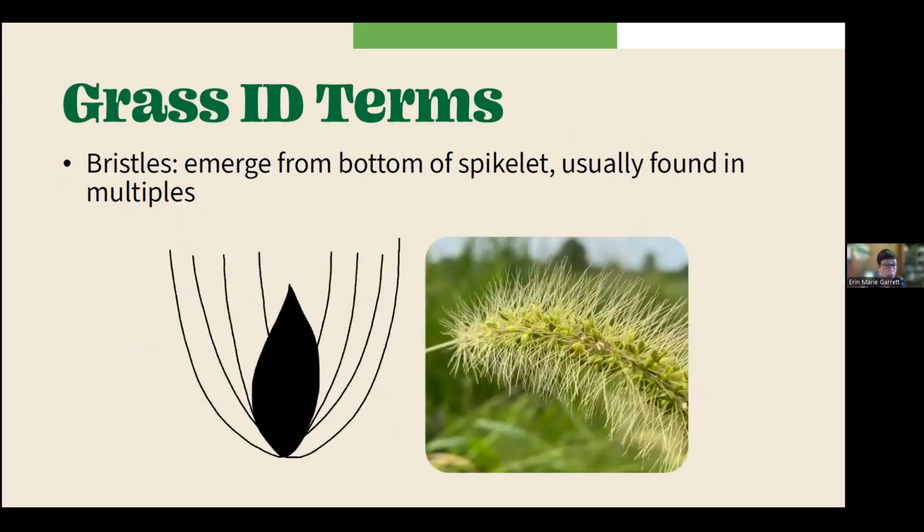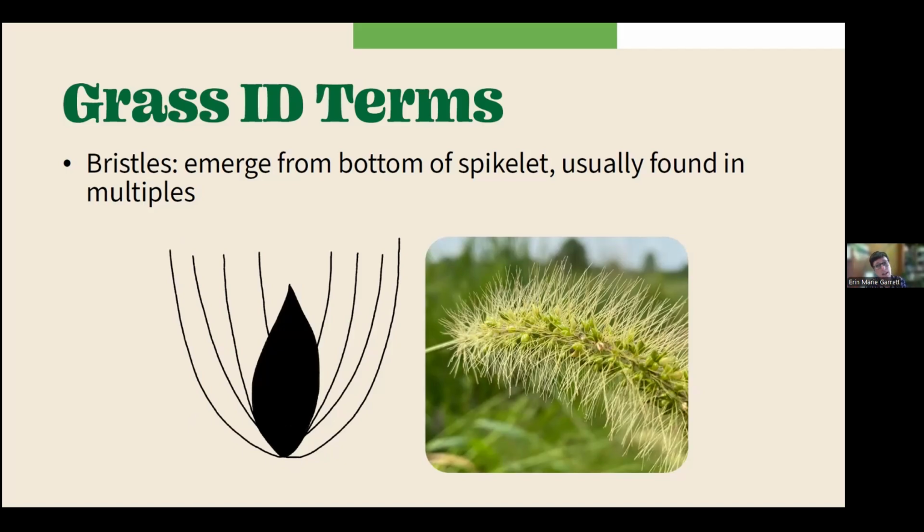Okay, there are a couple structures that we can find around our spikelets that we're going to look at real quick. The first one is bristles, and the second one is awns. Bristles are exactly what they sound like, a bristle-like structure that emerges from the base of a spikelet, and they're usually found in multiples, like in a foxtail. In my little drawing here, this is the top of the spikelet, this is the base where it would be attached into our inflorescence, and we've got, what, 8 different bristles attached here.